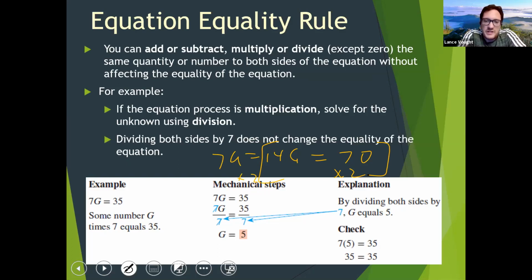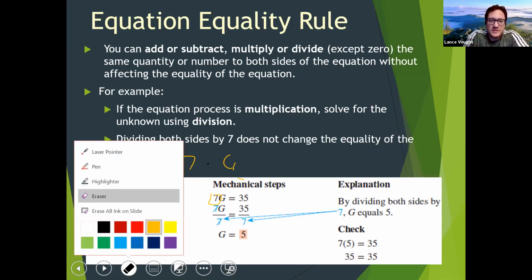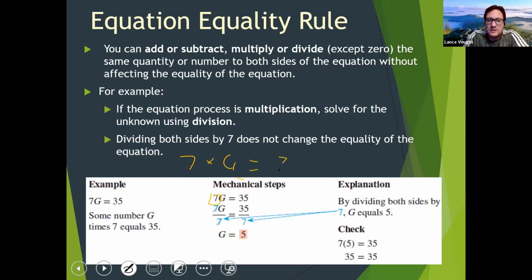So if you like 14 to 70 divided by 14 instead of 35 divided by 7, you can multiply by 2. It's not really necessary. It's not really that useful. But going back to the opposite process rule, 7G implies multiplication, because remember, this is a scalar. So this means you're multiplying G times 7, or 7 times G. It's just 7 times G equals 35.